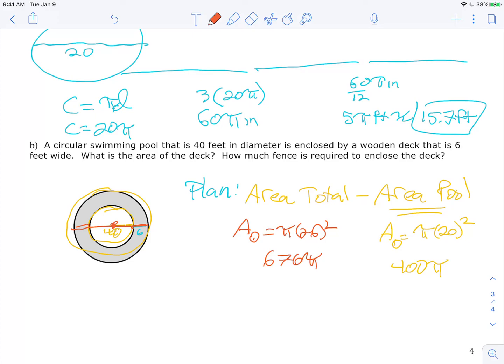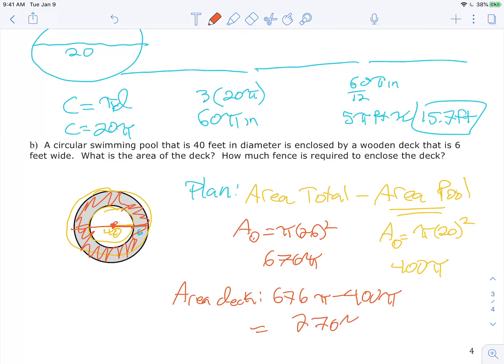And now to find the area of just the deck, I have to subtract these two. So I'm basically taking out that donut hole there in the middle. So the area of the deck is 676 pi minus 400 pi, which is 276 pi, or about 867.08 feet squared.